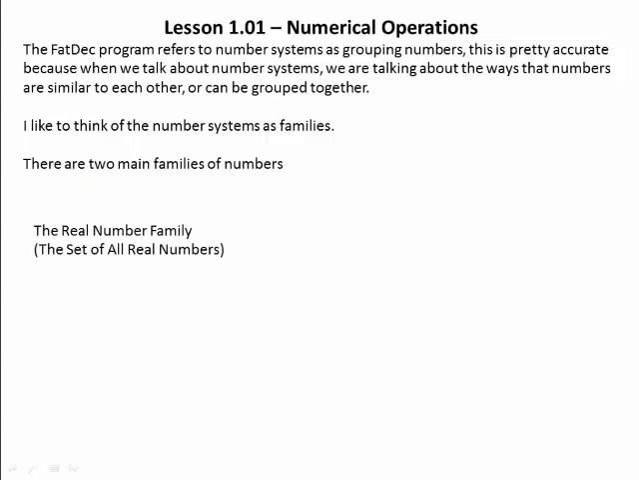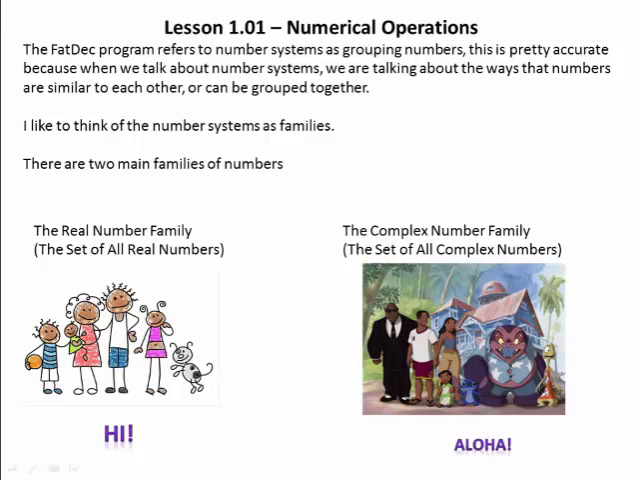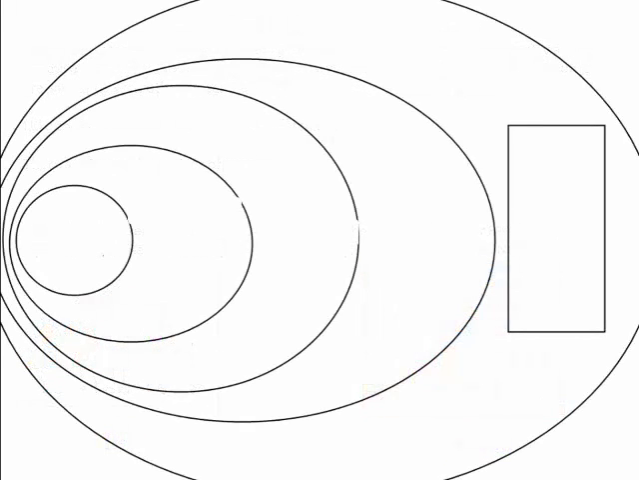There are the real numbers, and there are the complex numbers. Right now we'll be dealing with the real numbers. So when we start talking about numbers, we'll start with the smallest set of real numbers, which are the natural numbers. And these are also known as counting numbers, and that's because we count them.